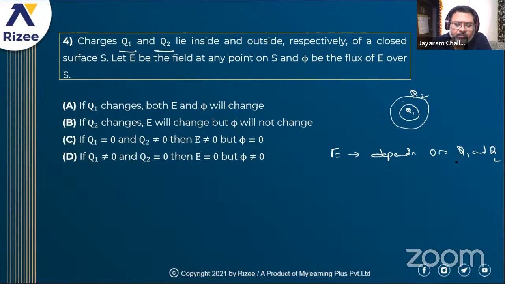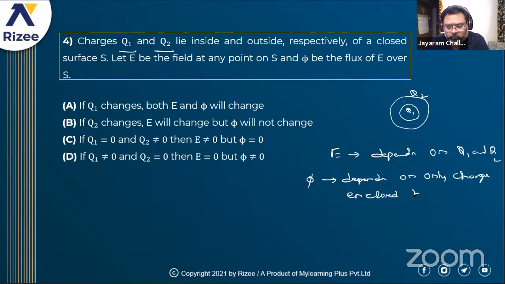So similarly, flux phi depends only on the charge enclosed by that surface. This is the main important thing. So charge Q1 and Q2: Q1 is inside and Q2 is outside.